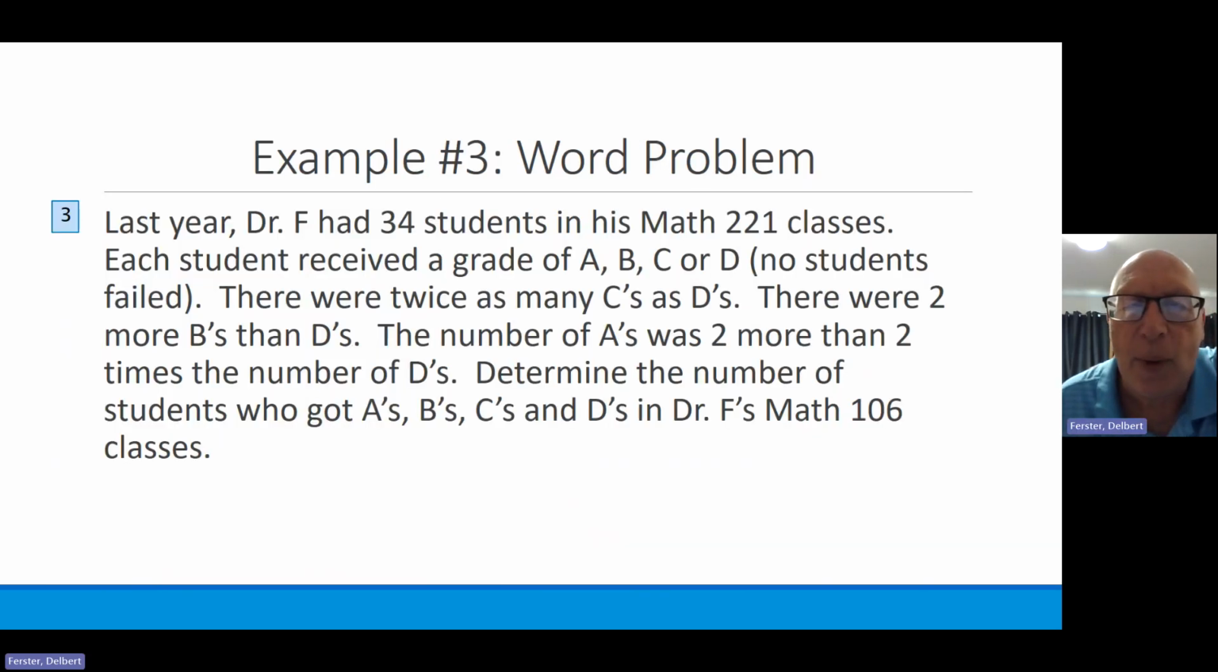Another word problem. So now we got Firster in there. He's teaching his 221 classes. The good news is nobody fails. The bad news is you have 4 different categories to represent in terms of unknowns. So the secret to this is to make sure that you realize that it's easiest if you get a variable someplace where everybody else seems to be based on that.